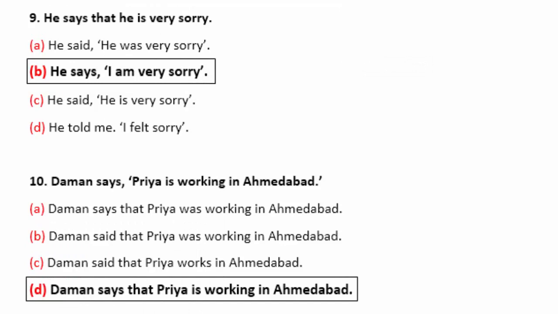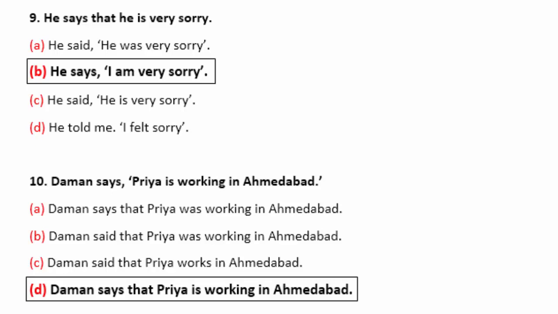Sentence number 9. He says that he is very sorry. When we have present reporting verb, which is says here in the sentence, we do not make change in tense in the reported speech. Option number B is correct here. Otherwise all the other 3 options A, C and D, the reporting verb is in past. Like in option A he said, in option C he said, in option D he told me. So the only correct option is B. He says, I am very sorry.